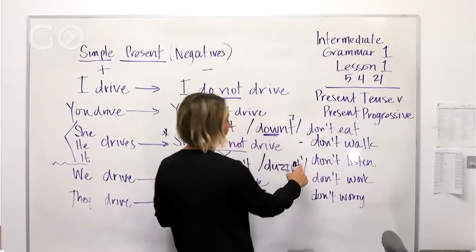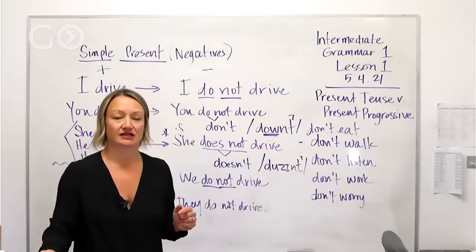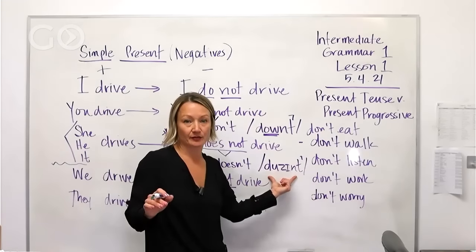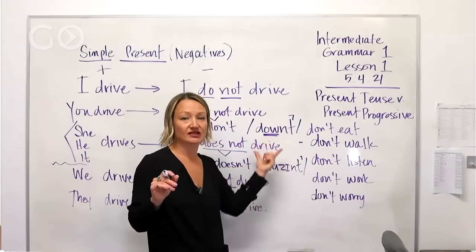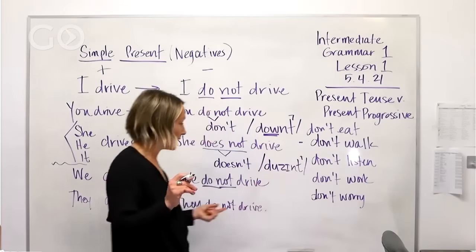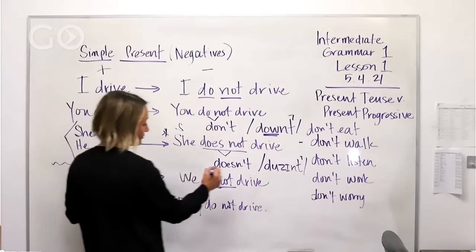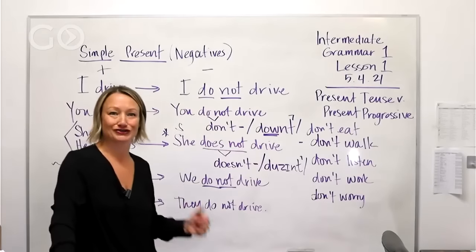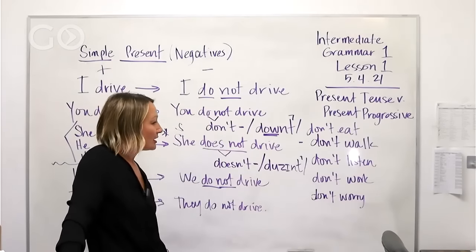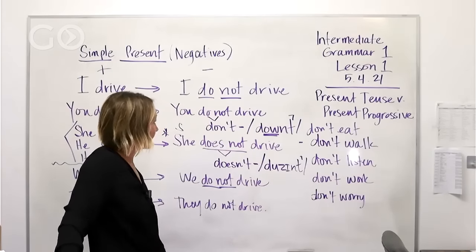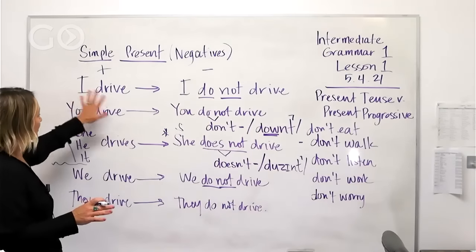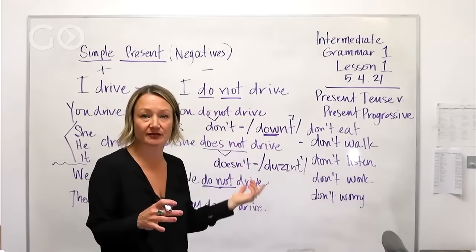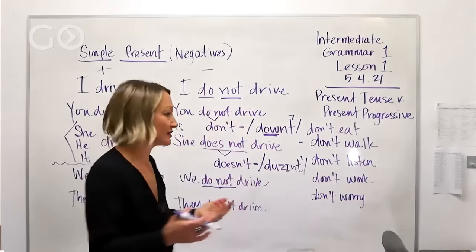And again, we're not going to fully release that T. Doesn't. So I want you guys to write this down and practice it. Don't and doesn't. Making sure that you are pronouncing those words correctly will save a lot of issues or problems. Great, okay. So we've got the simple present, very easy. We've got the negative simple present, also pretty easy, but often we need to practice.